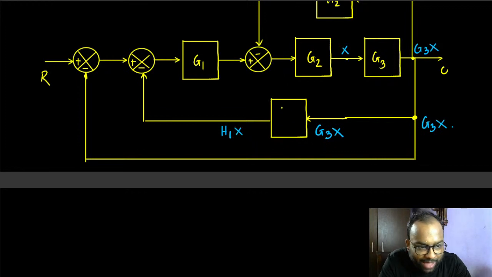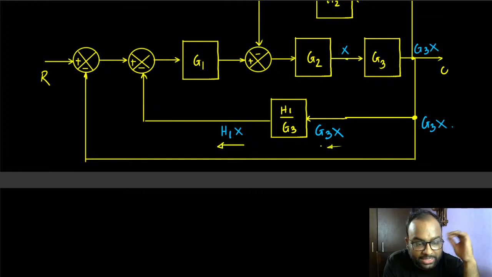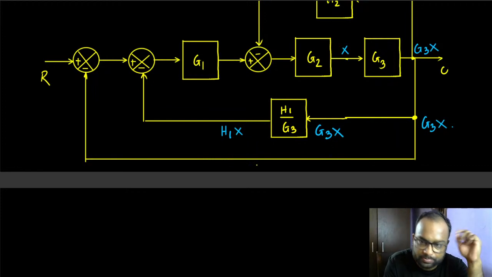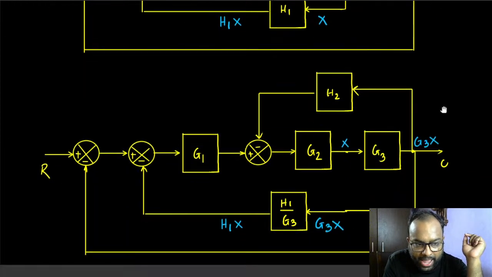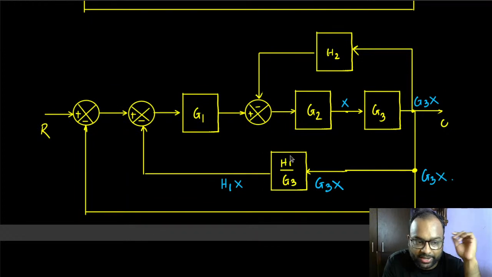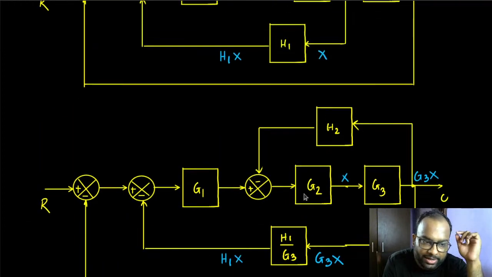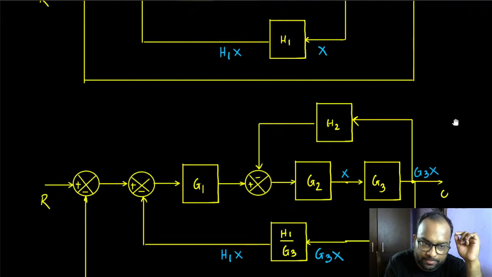So instead, if I have H1 by G3 as the transfer function, then if G3X is the input to this, H1X will be the output, because H1 by G3 times G3X gives you H1X as the output, right? So now we have moved this branch point from here to this point, and that way we now have an equivalent transfer function here, resulting from moving this branch point to the right.